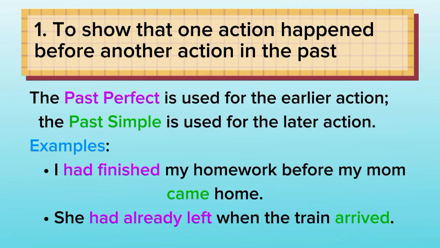1. We use the past perfect to show that one action happened before another action in the past. The past perfect is used for the earlier action. The past simple is used for the later action.